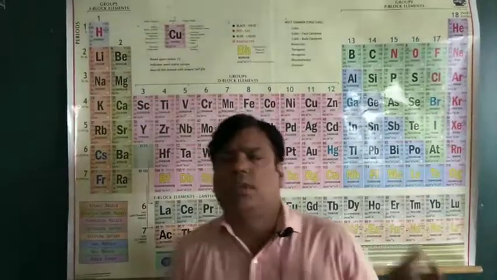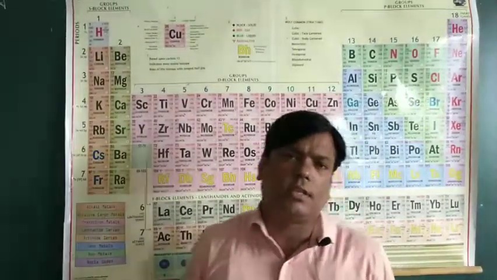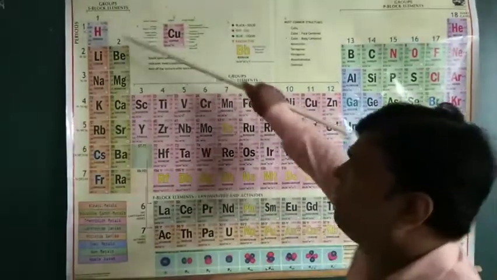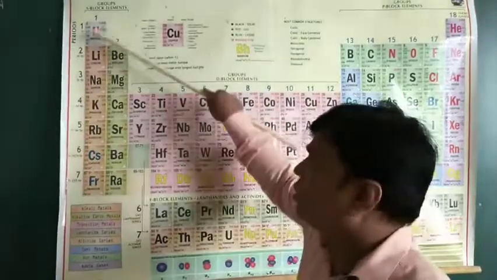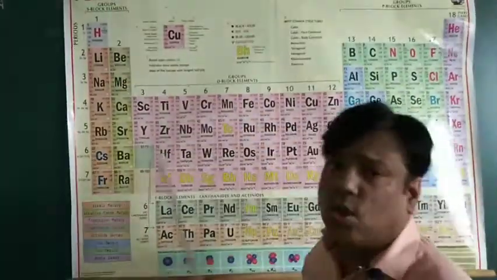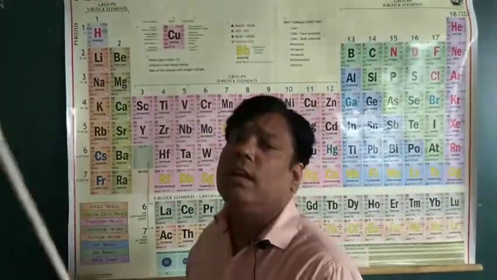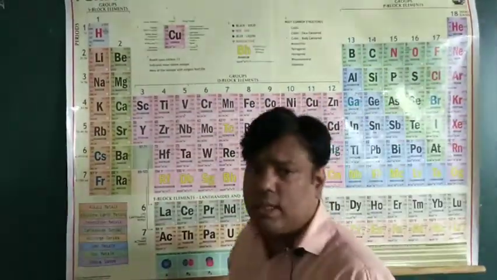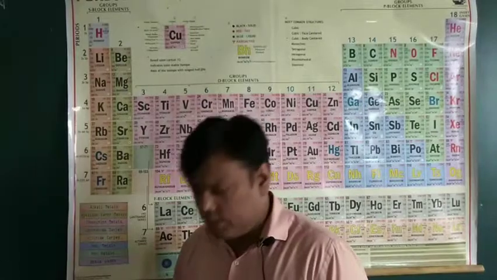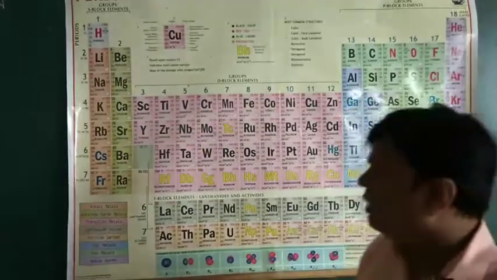And what is electropositivity? Electropositivity is simply metallic property. So as we move down the group, metallic property increases. It means electropositivity increases, so electronegativity will decrease. As we move down the group, electronegativity decreases and electropositivity increases. Right?